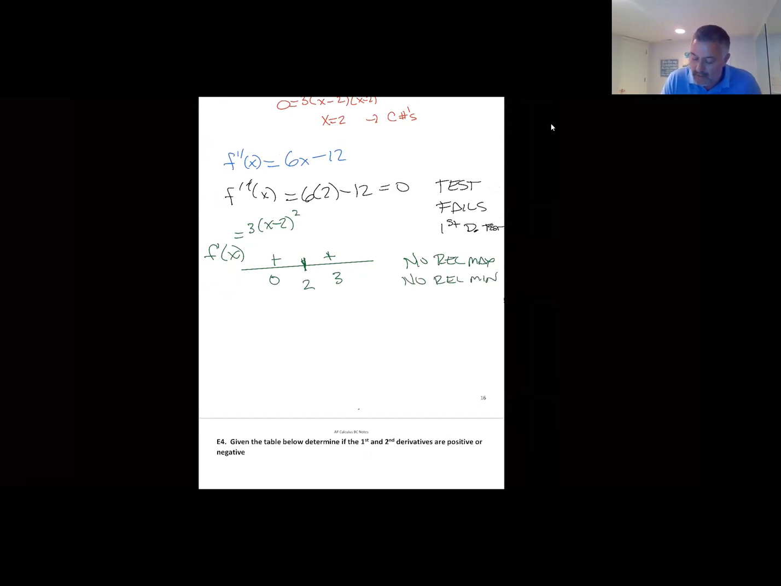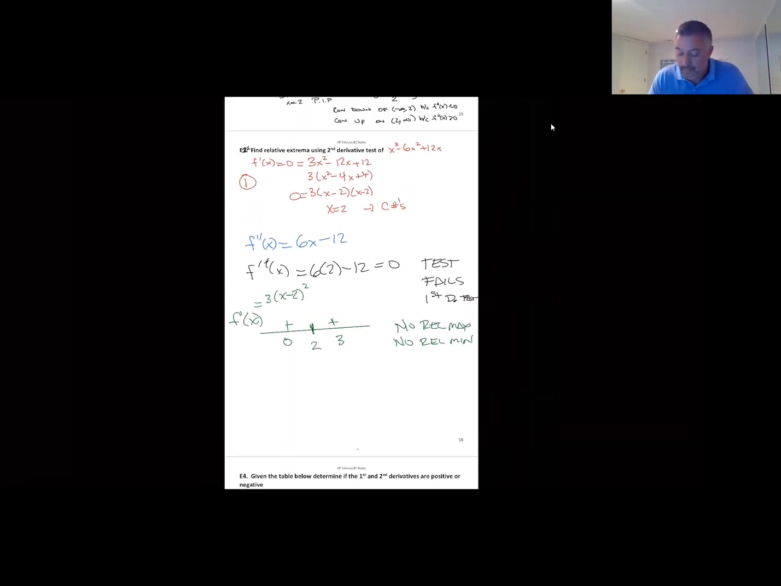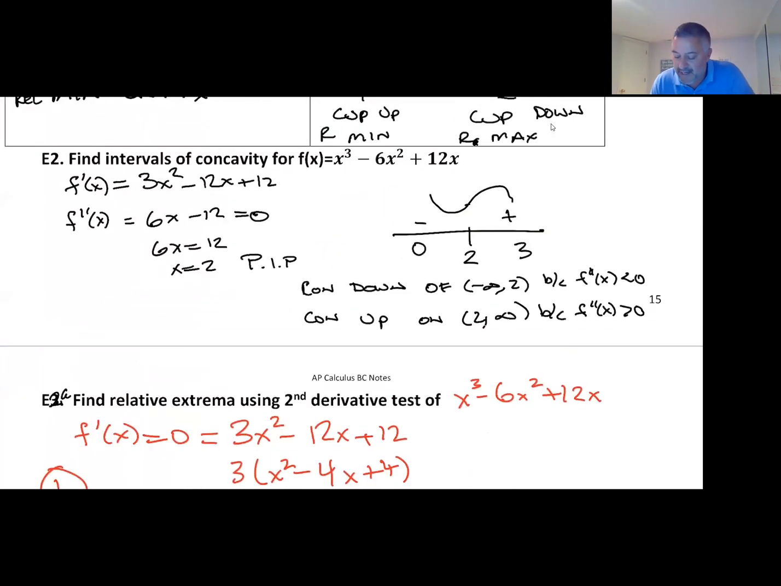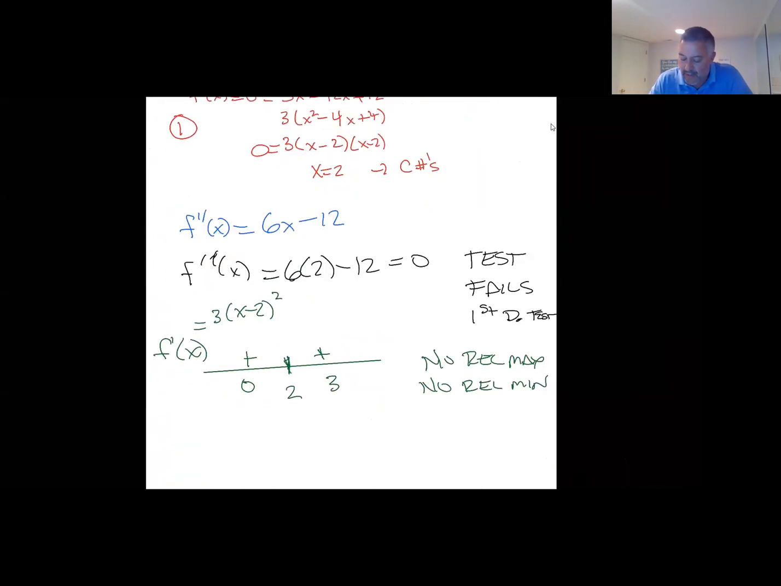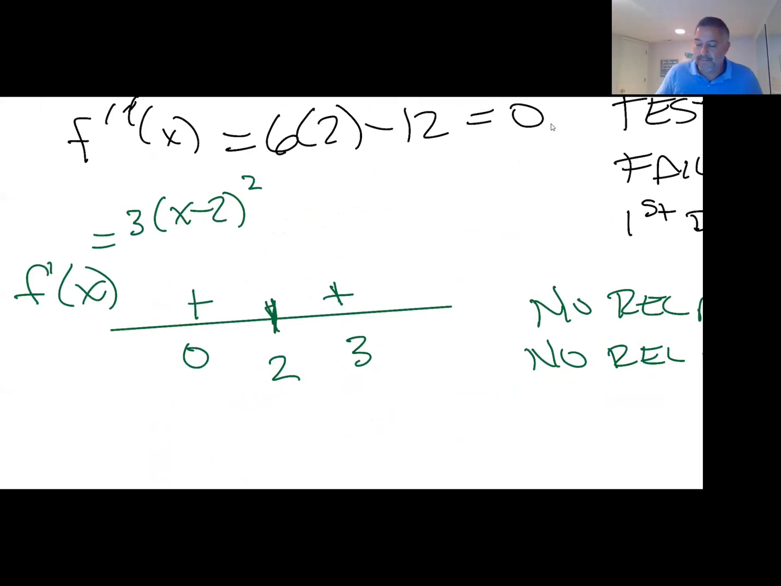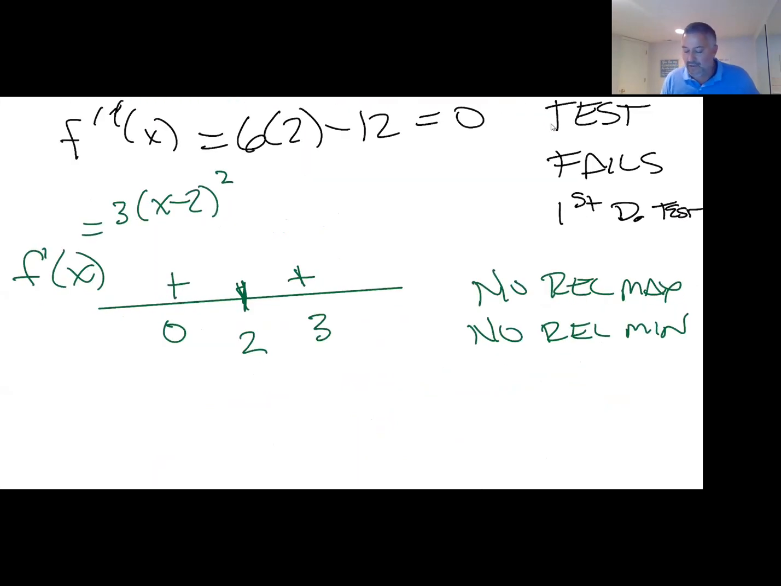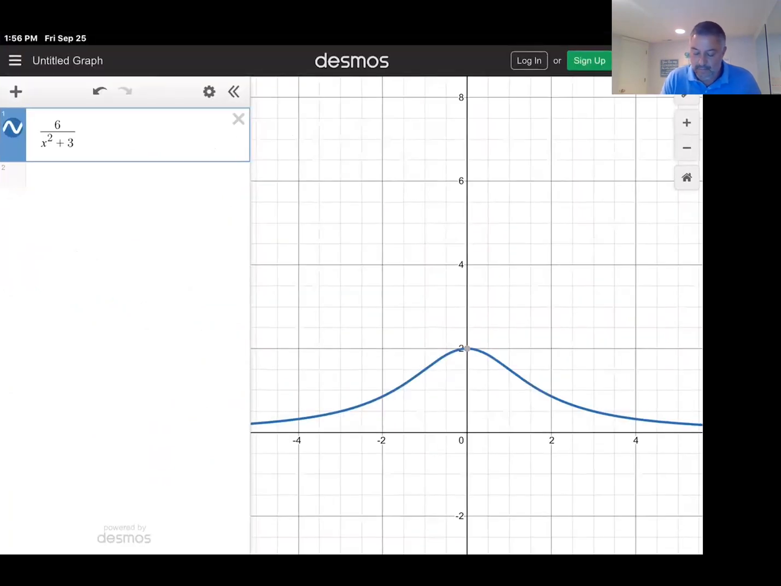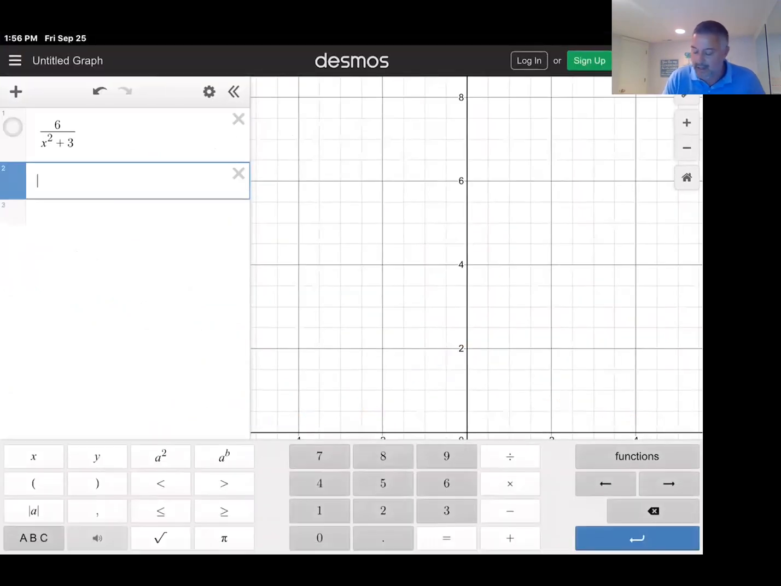So let's see what's going on here. We're concave up till 2. We're concave down after 2. But our function is always increasing. Let's see what this function looks like in Desmos. It looks like, I had it up earlier, x cubed minus 6x squared plus 12x.